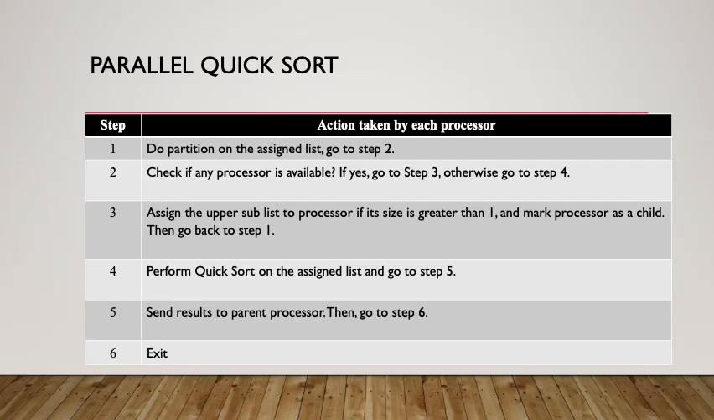But if there is no more processor available at step 2, we directly go to step 4, that is, we perform quicksort on the assigned list and go to step 5, send the results to the parent processor, and then go to step 6. So this way we keep on repeating and using the different processors available to us to sort the list. Now let's look at another algorithm which is a combination of both algorithms which we have learned till now, parallel merge sort and parallel quicksort.